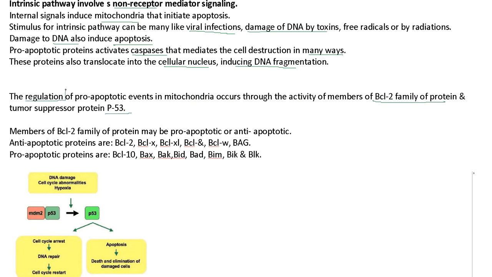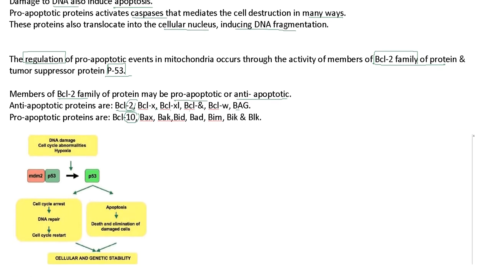These pro-apoptotic events occur through members of the BCL2 family of proteins and the tumor suppressor protein P53. So this pro-apoptotic event is regulated by two factors: one is the BCL2 family and another is P53. Members of the BCL2 family may be pro-apoptotic or anti-apoptotic. There are some anti-apoptotic proteins like BCL2, BCL-XL, BCL-W. Pro-apoptotic ones are like BAX, BAK, BID, BAD, BIM, BIK. All these are pro-apoptotic.